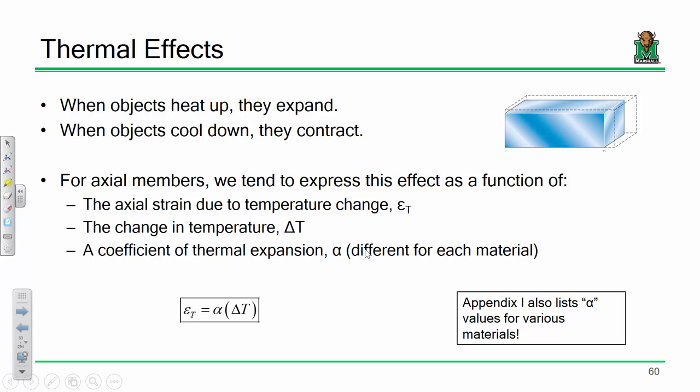Now, alpha values, just like E and Poisson's ratio and yield stresses and whatnot, are all material-related properties, so they're lookup values. There's an E value for bronze, and an alpha value for bronze, an alpha value for aluminum, an alpha value for steel, and so on and so forth.